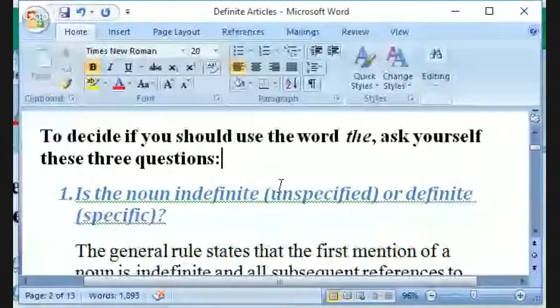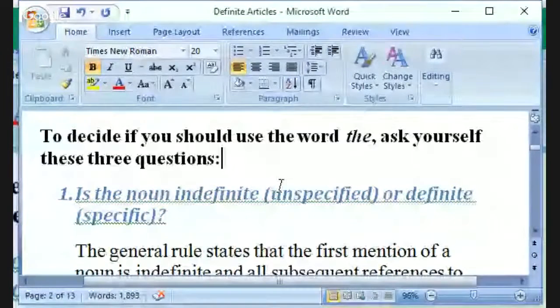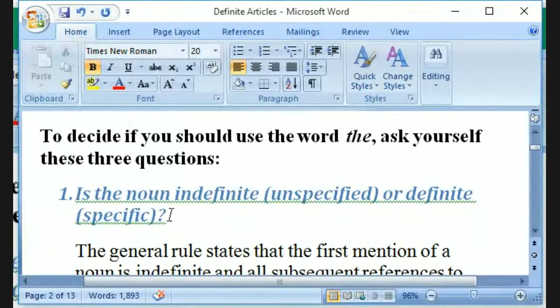One way to consider if you need to use the word the is to ask yourself these three questions. The most basic question: is the noun indefinite or unspecified, in which case, if it's an uncountable noun, you would use no article. If it's a countable noun, then you would use a or an. Or is it definite, thus the definite article, meaning is it specific? Do we know exactly which one it is?